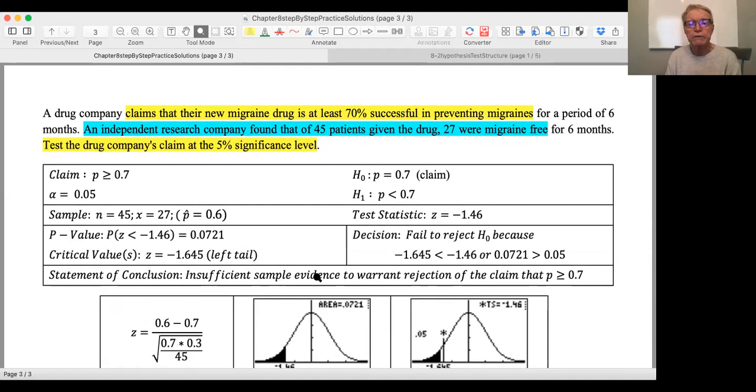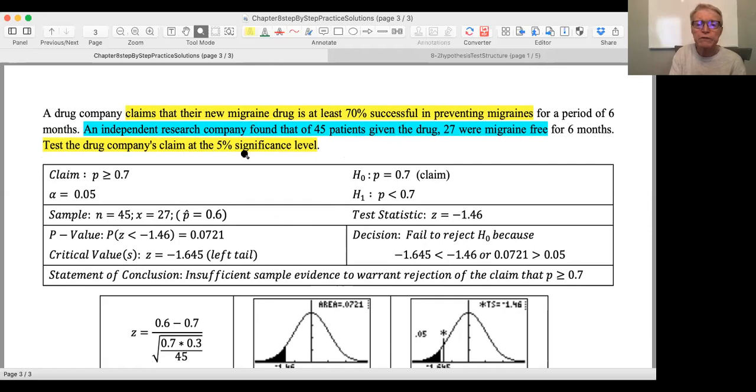An independent research company found that of 45 patients given the drug, 27 were migraine-free for 6 months. Test the drug company's claim at the 5% significance level. Okay, where's a sentence that talks about a claim? Well, we have the word claim up here. Here's where it tells us to test the drug company's claim. So this claim right here is what is stated in that first sentence.